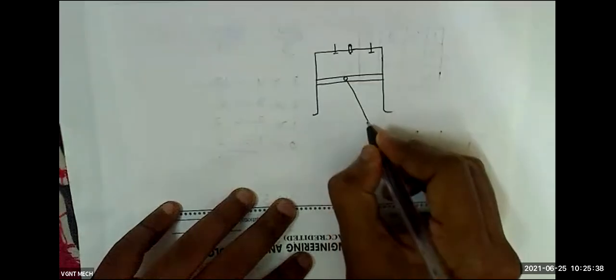First, I will tell you what the difference is over here. Suppose this is the engine cylinder, this is the inlet valve. Here we will be having... Okay, so suppose this is the engine cylinder.